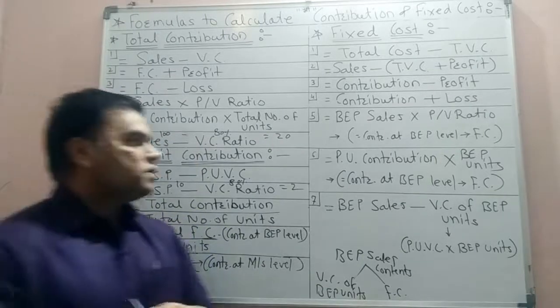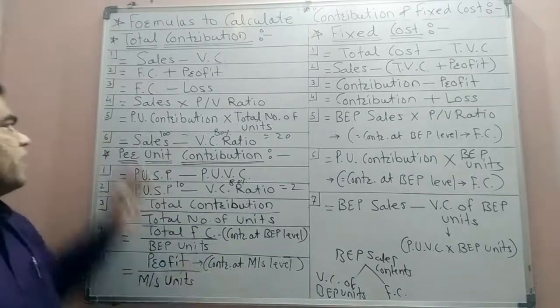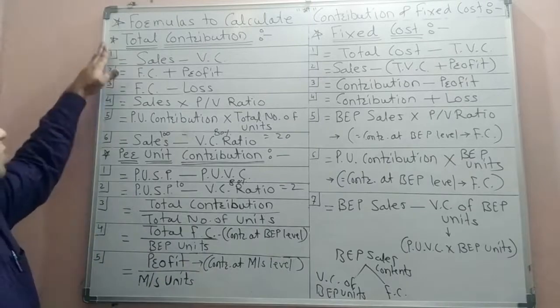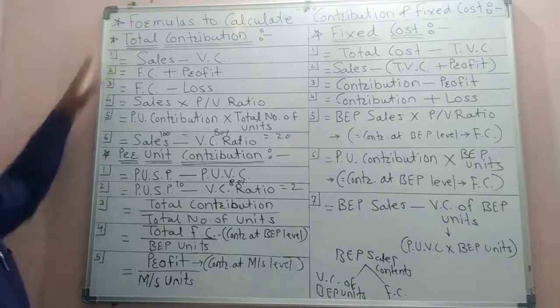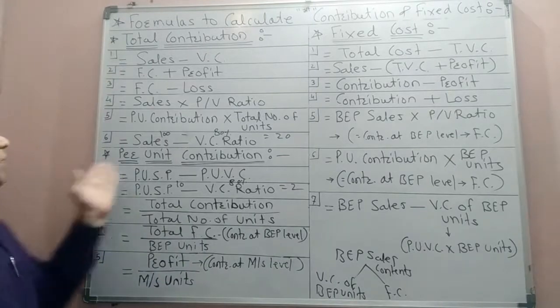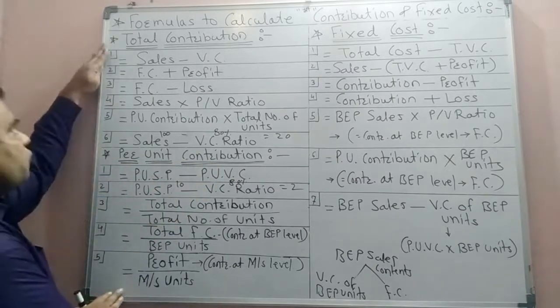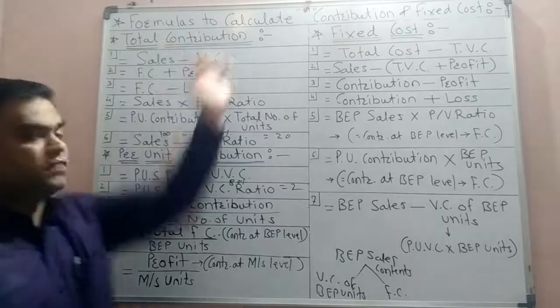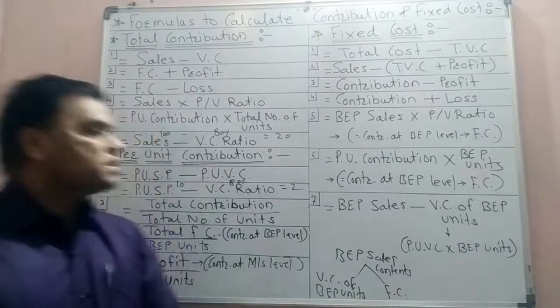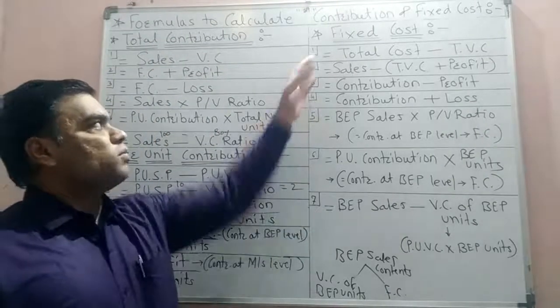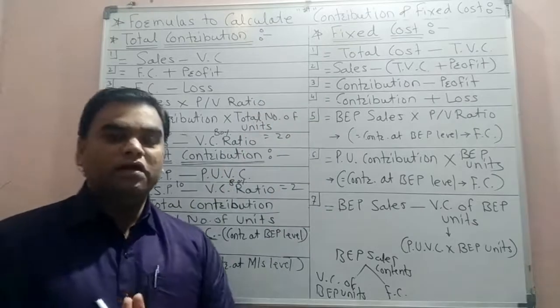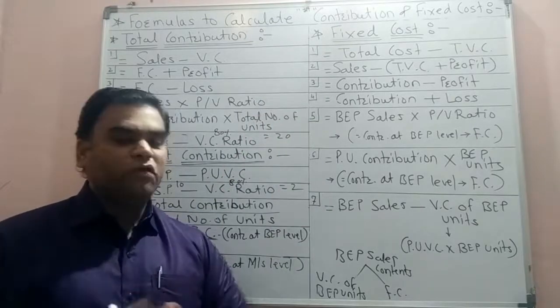So now in this lecture we have discussed a total of 6 formulas to calculate total contribution, 5 formulas to calculate per unit contribution, 6 plus 5 total 11 formulas to calculate contribution, and we have also discussed a total of 7 formulas to calculate total fixed cost. So I hope all of you understood it.